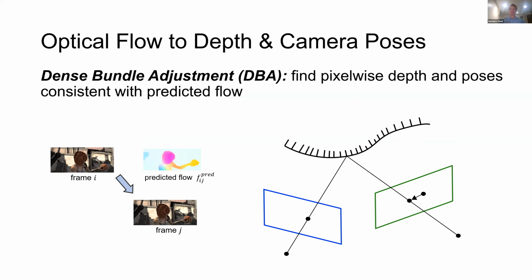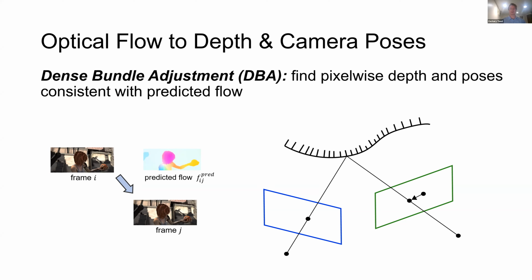So given depth and given camera pose, we know how to compute optical flow. But what about going in the reverse direction? Given optical flow, can we compute pose and can we compute depth? This is a very classical problem, and it's typically solved using bundle adjustment.